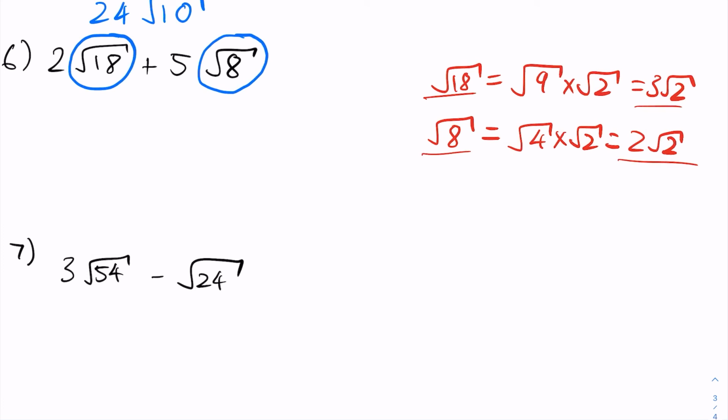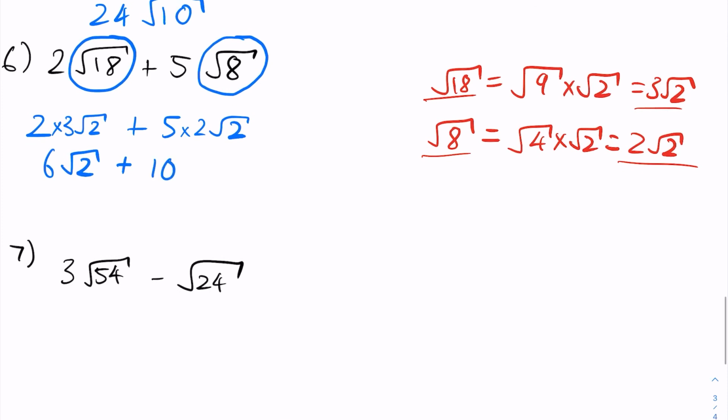So if we put those back in there on the left, we'll have 2 times the square root of 18, which is 3 root 2, plus 5 lots of 2 root 2. So 2 times 3 root 2 is 6 root 2, plus 5 times 2 root 2s would be 10 root 2s. And if you had 6 root 2s and you're adding 10 more, you're going to have 16 root 2s. And there we go. That's as simple as it gets.